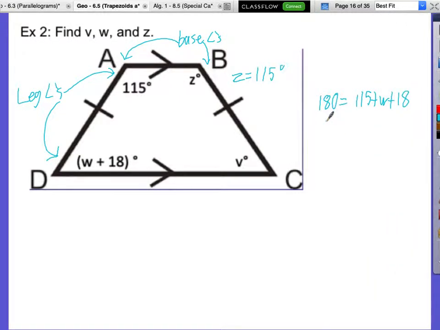65 minus 10 would be 55. You're going back to college. 47 is equal to W, thank you.